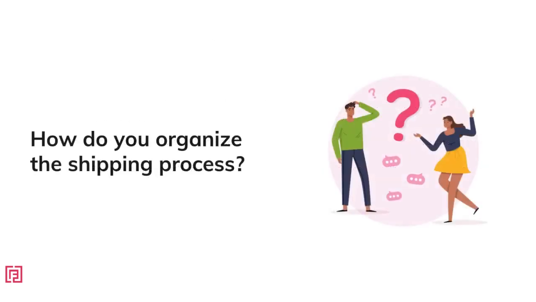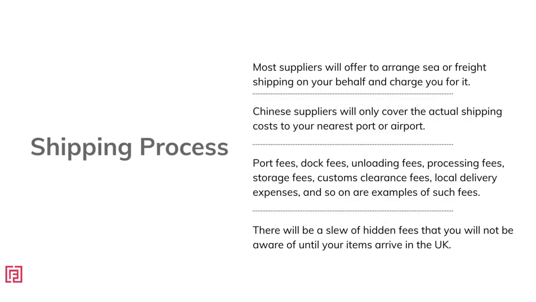How do you organize the shipping process? Most suppliers will offer to arrange sea or air freight shipping on your behalf and charge you for it. When it comes to sea freight, the prices are quite low, such as $50 to $100 for a pallet shipped via sea freight to your nearest port. But there's one catch: Chinese suppliers will only cover the actual shipping costs to your nearest port or airport.